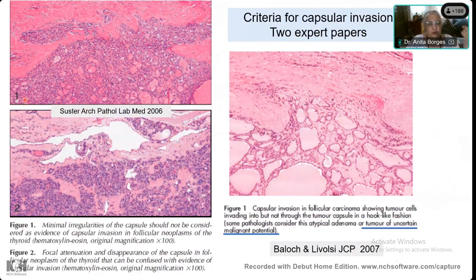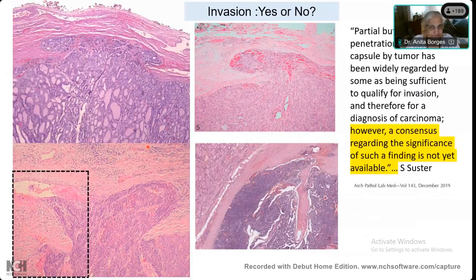Figure 1, that's number 1, okay? Minimal irregularities of the capsule should not be considered as evidence of capsular invasion. So he doesn't think that that is invasive. Now here, again, focal attenuation and disappearance of the capsule in follicular neoplasms can be confused with evidence of capsular invasion, but he doesn't think that this is capsular invasion. These two things are not capsular invasion according to Schuster, okay? He was saying the same thing in the previous year. He thought it was not, but some people, he said, think so.